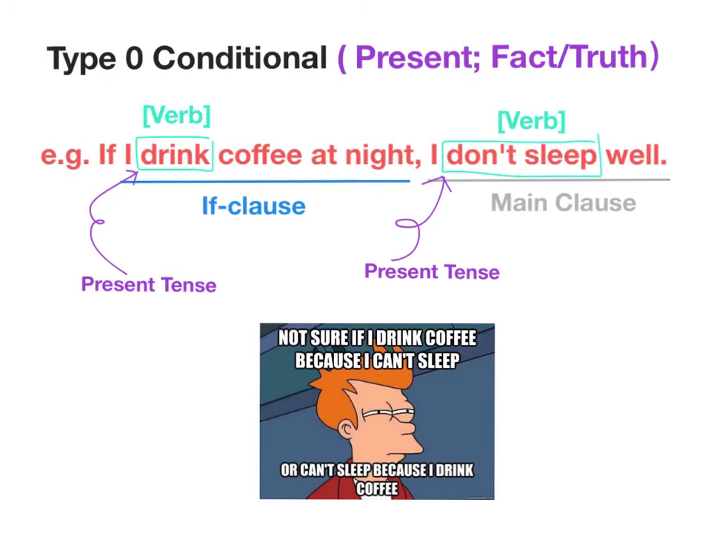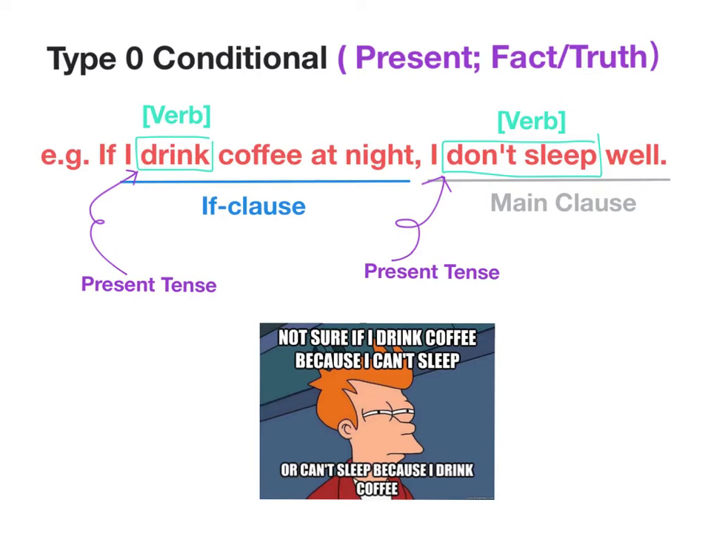Now let's take a look at the form of each conditional sentence more carefully and in detail. Type 0 conditional. As I've mentioned before, in a conditional sentence there are two clauses. The first part, when you see the if, is the if clause, and the part with the action is called the main clause. And to remind you once again, for type 0, we talk about fact, truth, habit, something that always happens in the present. So we will use a type 0 conditional sentence.